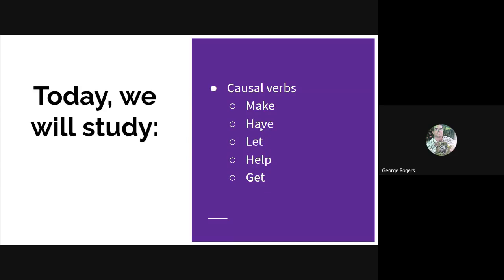I had a doctor give me an exam because I was sick. Or I let somebody come into my home, allowed. And then you've got help and get. We're going to look at all of these. Just explaining the name, causal verbs, we have five: make, have, let, help, get.